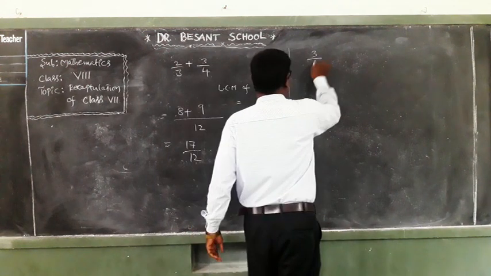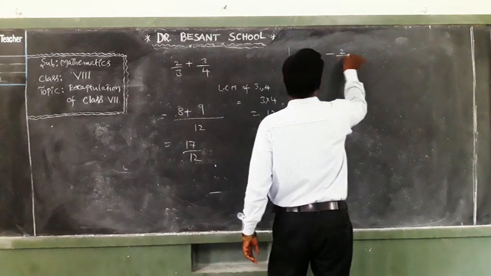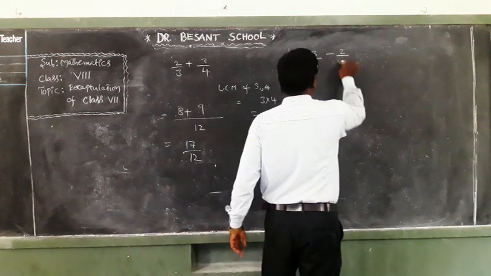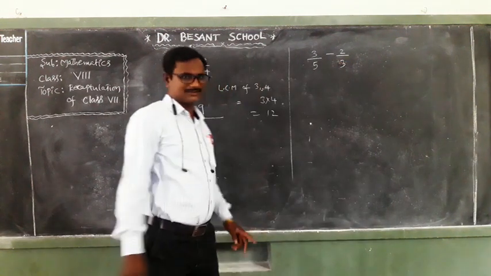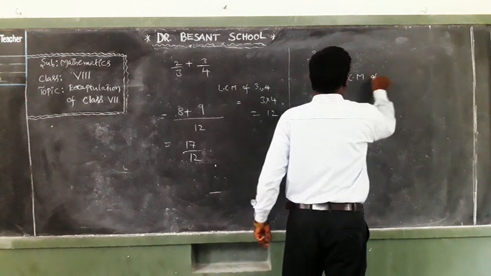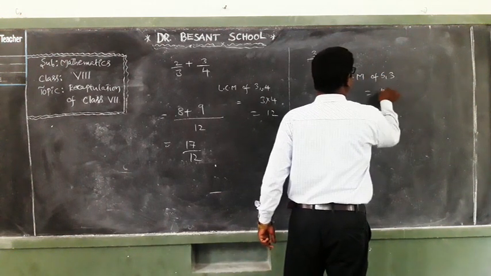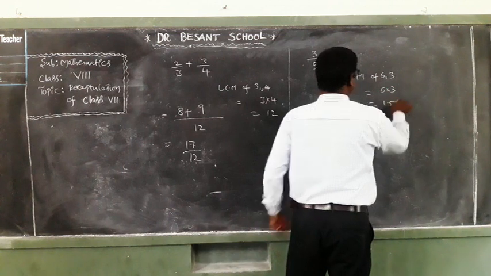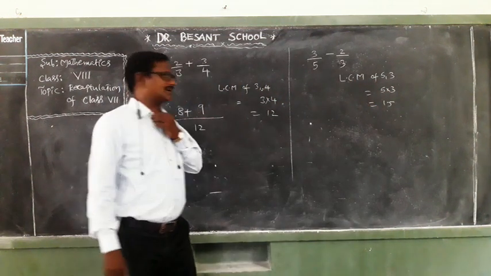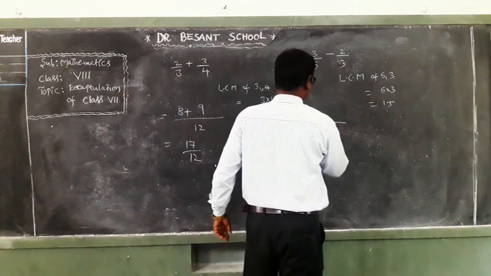And also we learned the subtraction of fractions. If you see, 3 by 5 minus 2 by 3. Let us find the LCM of 5 and 3. LCM of 5 and 3 is their product only. Why? Because they are not divisible by any common number. So the LCM of 5 and 3 is 15.